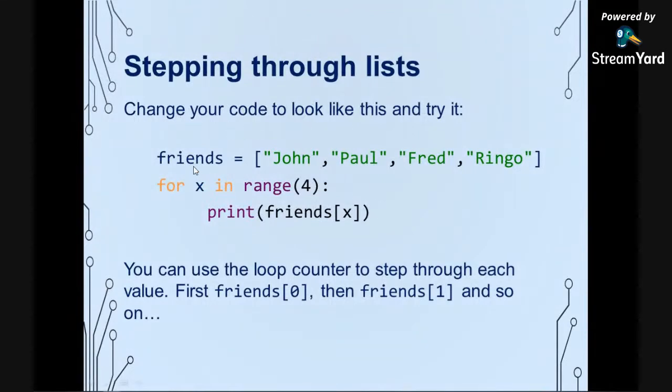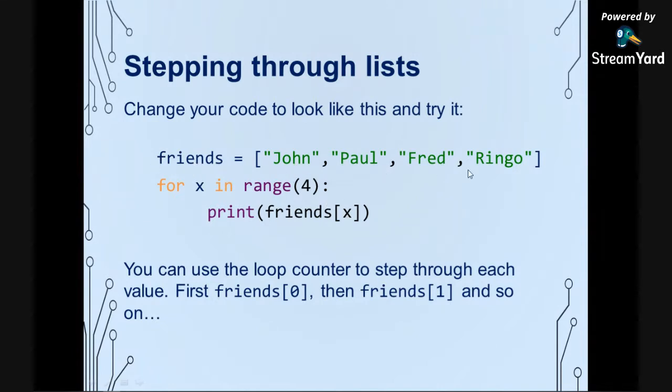So think about the fact that in a list, we've got different values in our lists. Say we've got John, Paul, Fred, and Ringo. If we use a for loop, we can use our loop counter to step through each value. So first it would be friends 0, then friends 1, and so on and so on. So I want you to have a go at that.